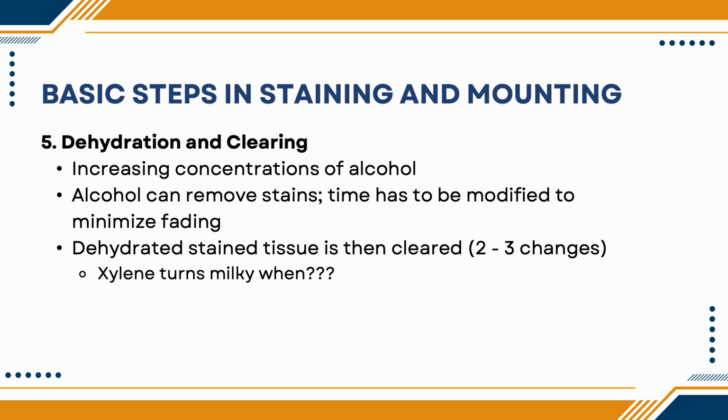After staining, then you should perform dehydration and clearing. So, just go back to the procedure for dehydration wherein you would use increasing concentrations of alcohol, and then the problem is that alcohol can remove stains, so kailangan i-modify mo to reduce contact time to minimize fading. And dehydrated tissues are then cleared with 2 to 3 changes of xylene. And remember that xylene turns milky when there is the presence of water in cases of incomplete dehydration.